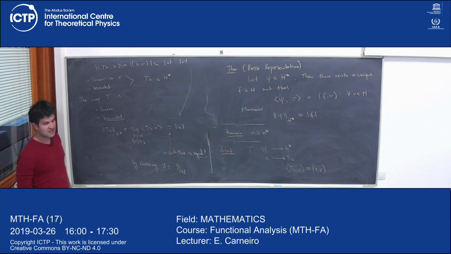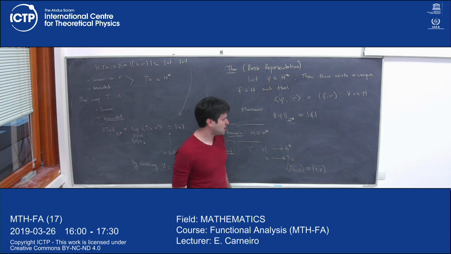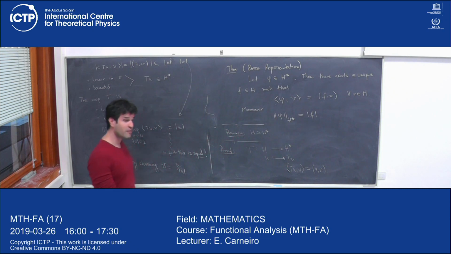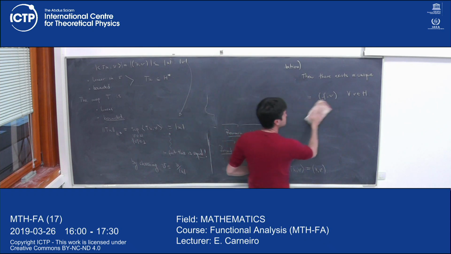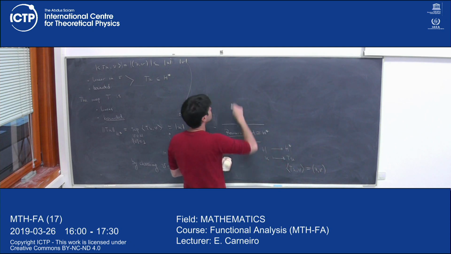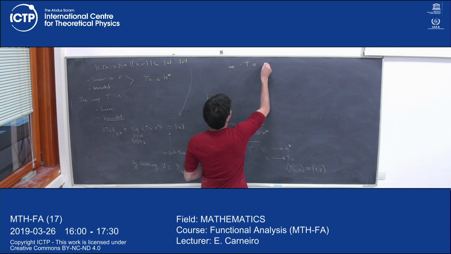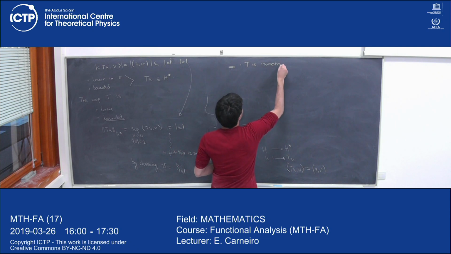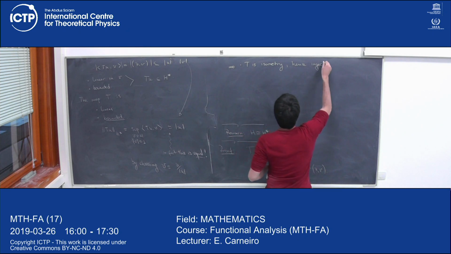So this map actually is an isometry. I have here an isometry from H into H star. Being an isometry means that it's injective. And all I'm left to do is to prove that it's surjective. This implies that T is an isometry, hence injective.